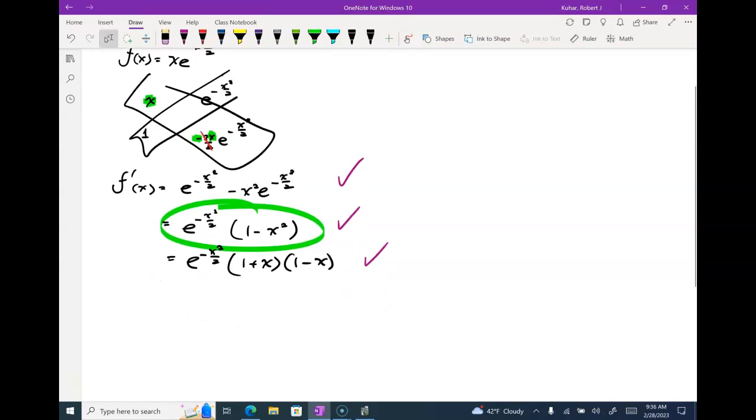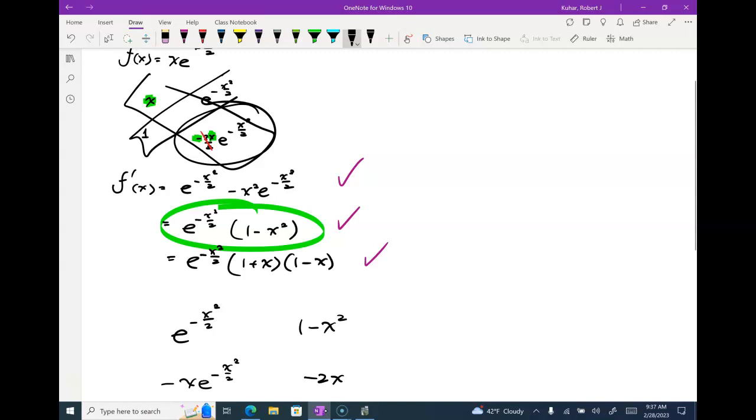So I'm going to use a product rule again. First function in my product is e to the minus x squared over 2. I already did that derivative, it's here. It's minus x e to the minus x squared over 2. And second function in my product is 1 minus x squared. Derivative is negative 2x. We okay here?